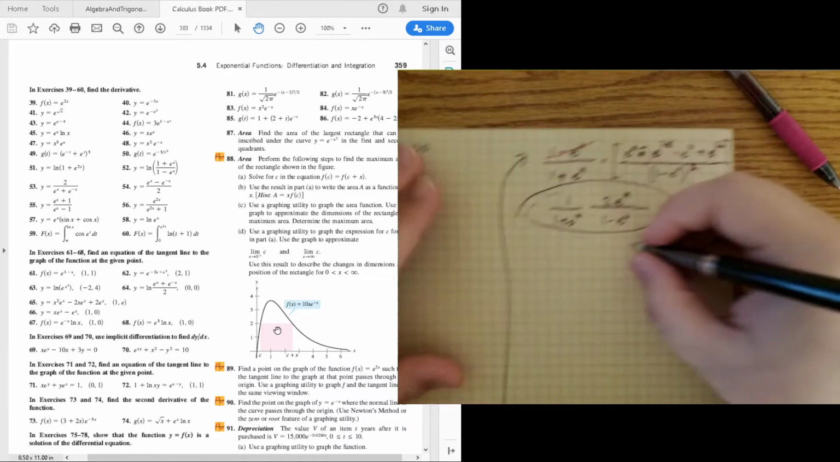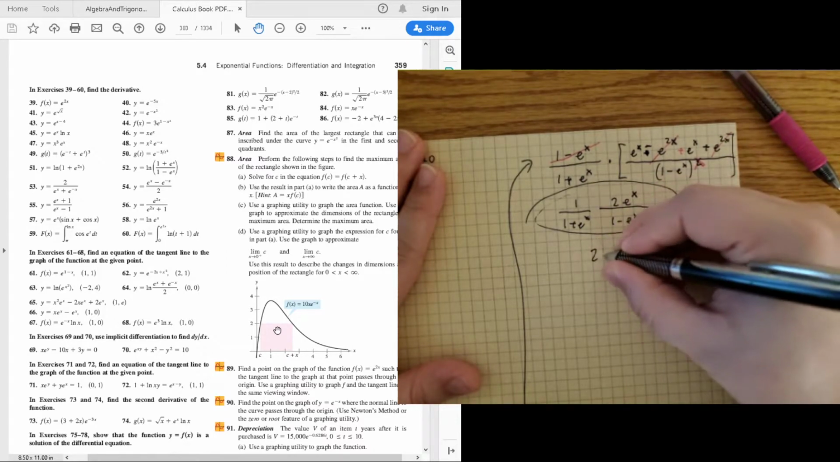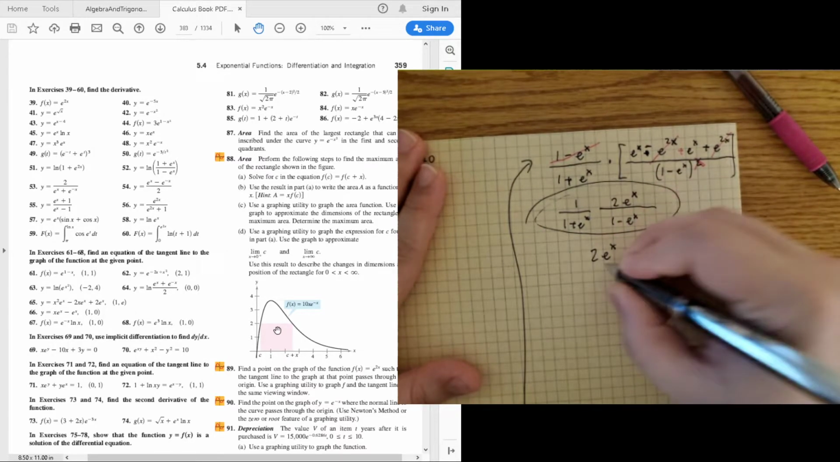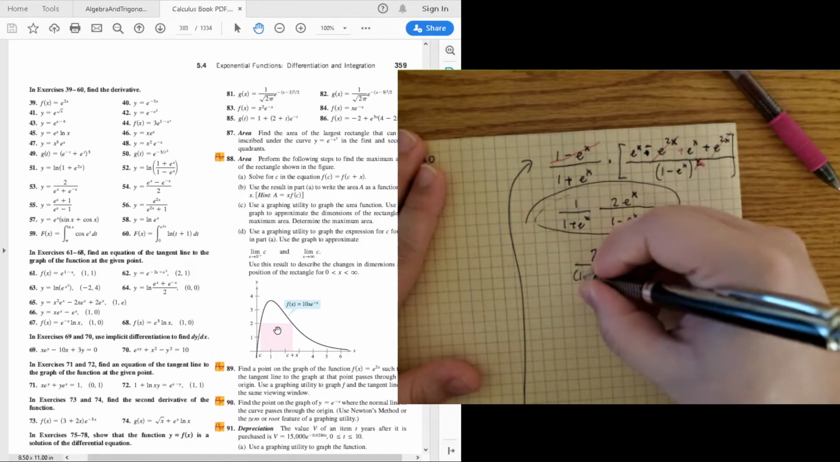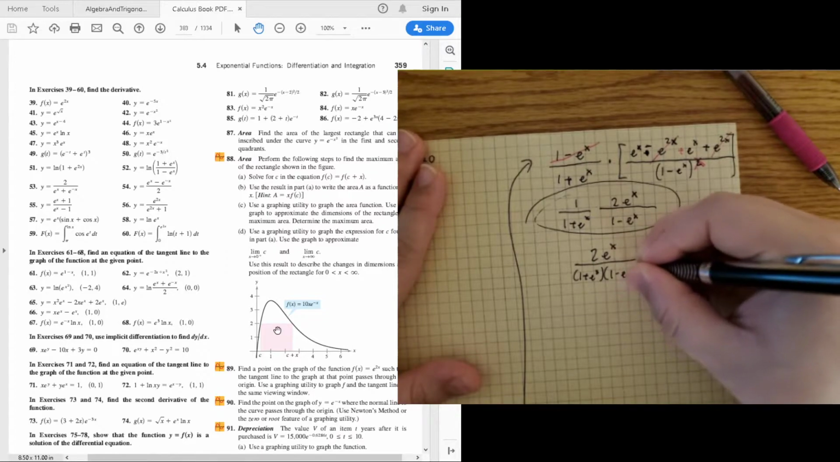Like, in theory, I could, of course, combine these two fractions together. 1 times anything is going to keep it the same. 2 e to the x. And on bottom, I could just leave them separate. 1 plus e to the x times 1 minus e to the x.